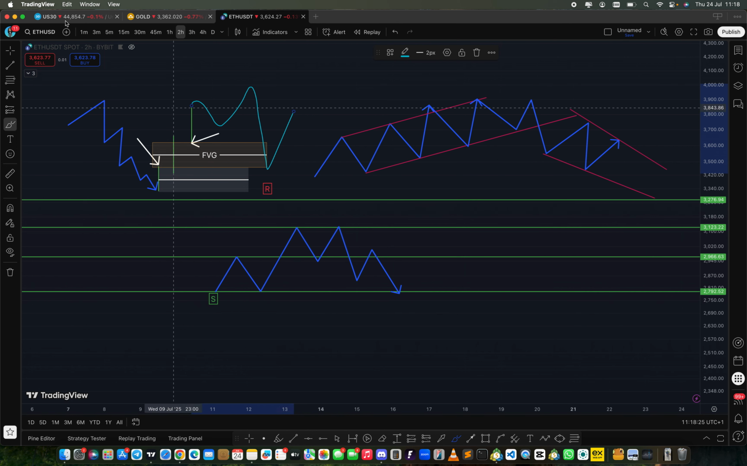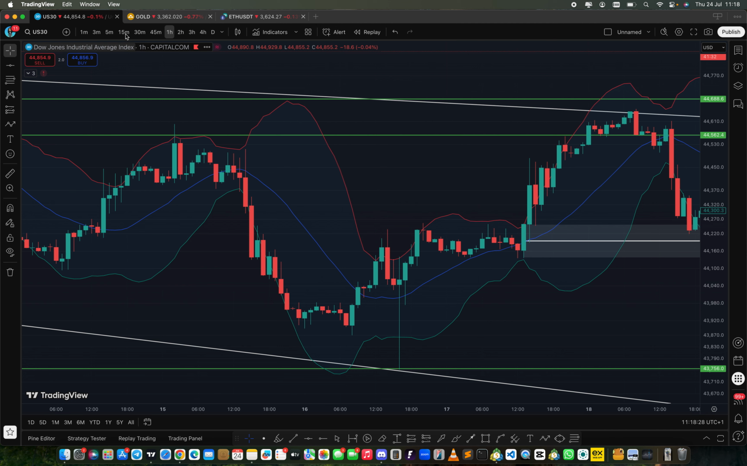Then come to the lower time frame. Like I said again, for day traders, 30, 45, 1 hour, 2 hours, 3 hours, 4 hours, and daily are the periods where you should be checking your chart. Then 15, 5, 3, 1 are your time frames where you should be executing your trade.